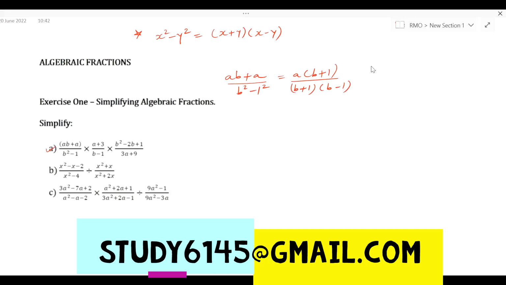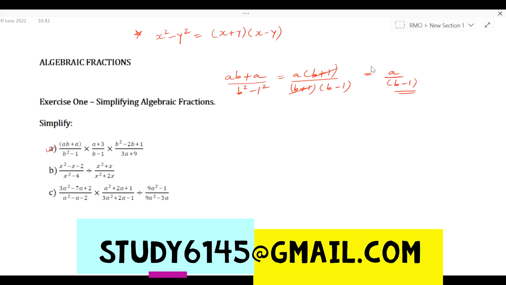Next we have to, since we have the first part of the equation, we will start multiplying with a plus 3. Now we can cancel this part. Now b plus 1 is in the numerator and b plus 1 is in the denominator. So the simplest form of this is a upon b minus 1. Oh, okay. Clear? Yeah.